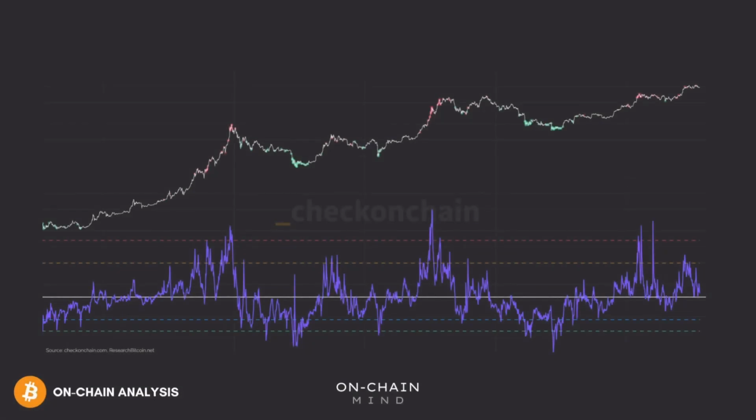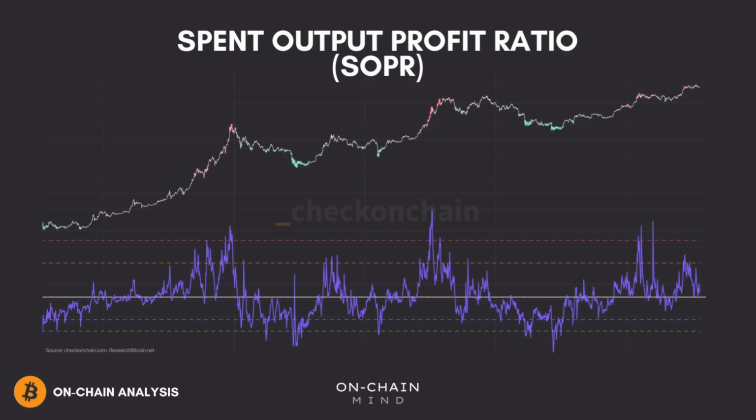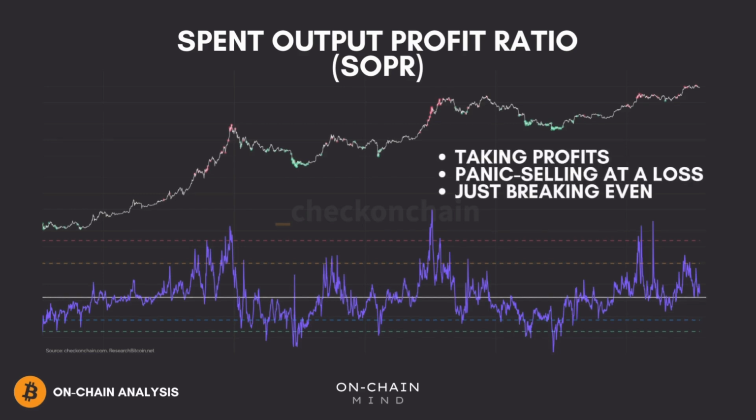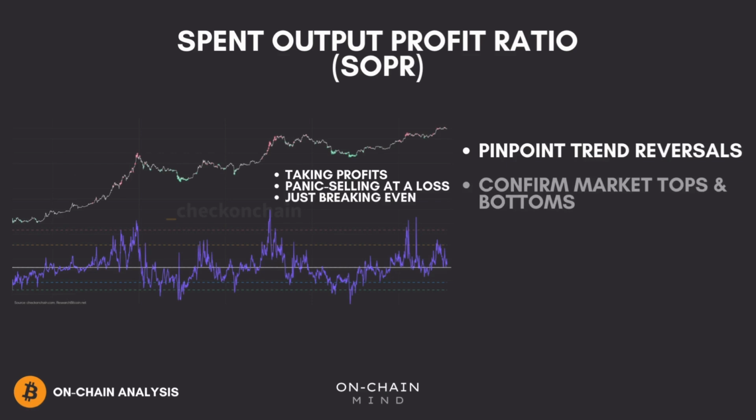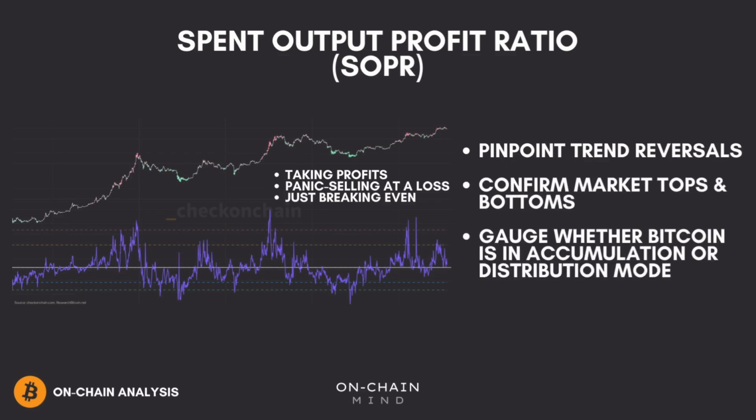Today, we're breaking down one of the most powerful on-chain metrics out there, the Spent Output Profit Ratio, or SOPR. This single indicator reveals exactly when investors are cashing out, whether they're taking profits, panic selling at a loss, or just breaking even. Smart traders use the SOPR to pinpoint trend reversals, confirm market tops and bottoms, and gauge whether Bitcoin is in accumulation or distribution mode.